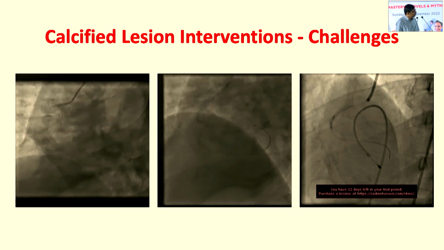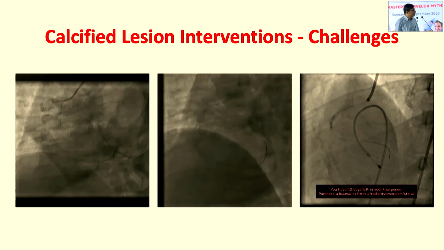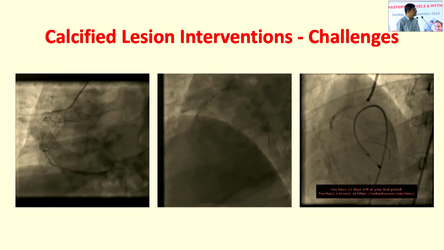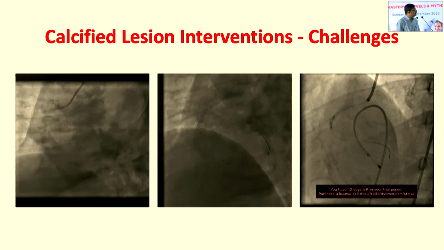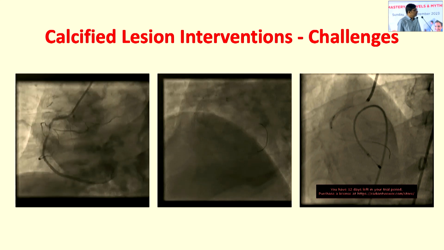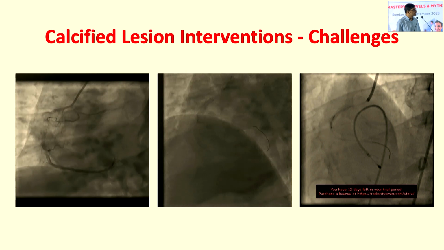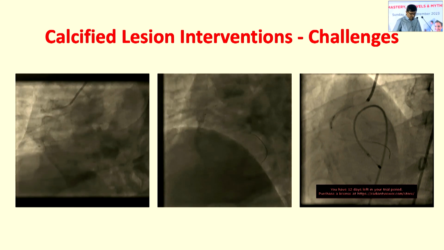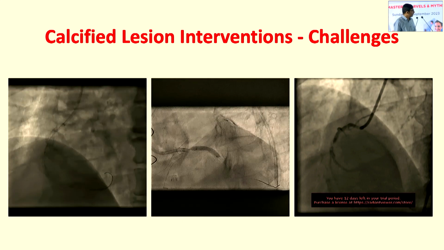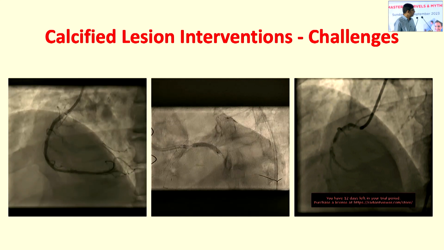Secondly, it creates a lot of problems. Device delivery is the biggest problem when you deal with calcified lesions. You can see how difficult it is to advance a balloon when you have a tight calcific lesion. And the third one, the devices don't perform well. Your balloon remains constrained in a calcified lesion. And in addition, if you put a stent in, it doesn't expand.